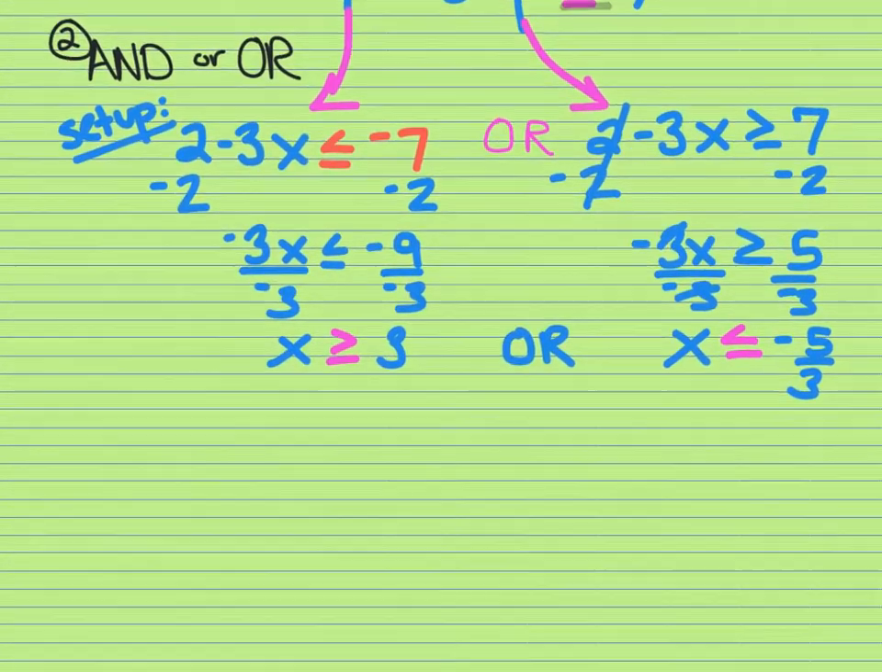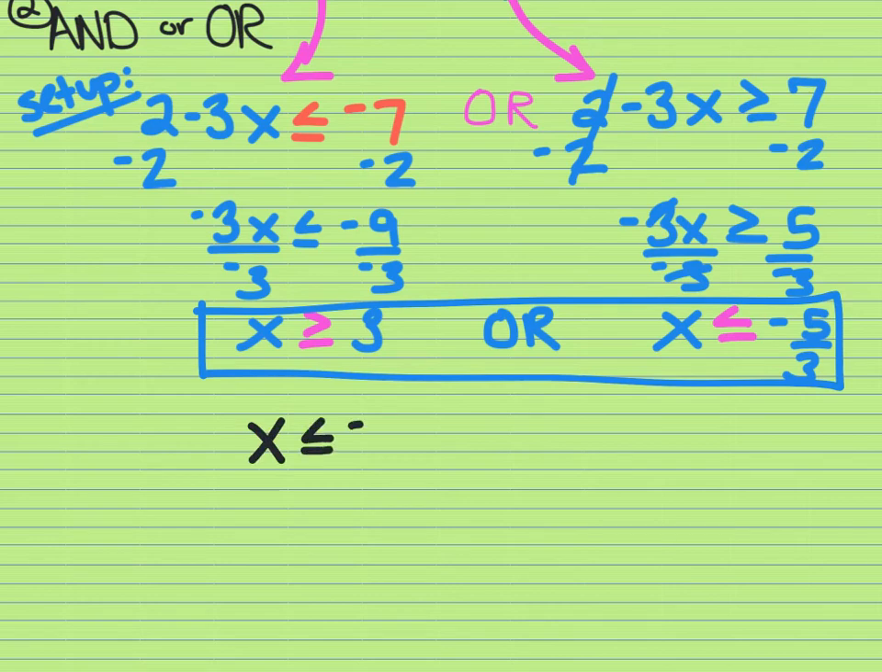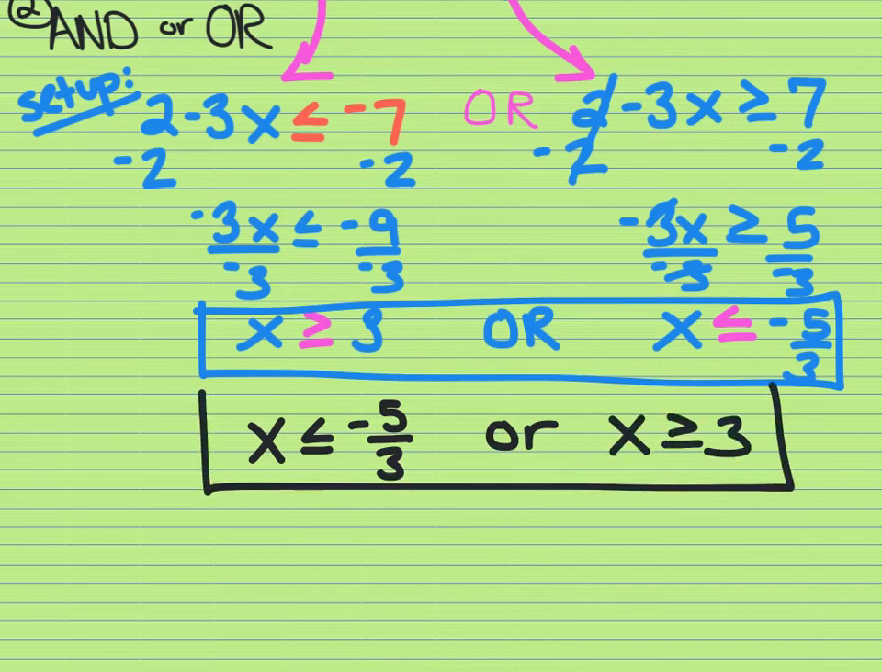Now, this is my solution right here. What I sometimes do is, to me that just looks backwards. I like to rewrite it so x is less than or equal to negative 5/3. That's the smaller one. Or x is greater than or equal to positive 3 on the right would be even better. Then you go to graph this.